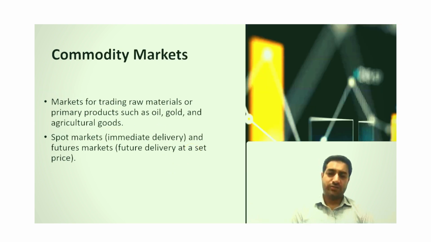Another type of market is the commodity market. Markets for trading raw materials or primary products such as oil, gold, and agricultural products like dals. All those are traded actually on the commodity market. So in India, we call it the market for commodity exchange. It's a very huge market, and it works on different types of contracts. Like one is the spot market, which is for immediate delivery, and another is the futures market, which is for future delivery, right? So we will talk more about this when we go to that particular segment of the commodities market, right?